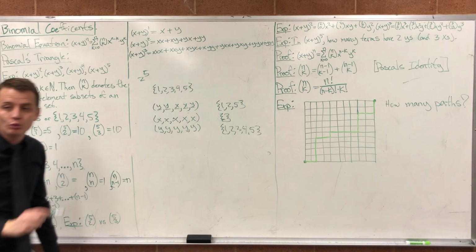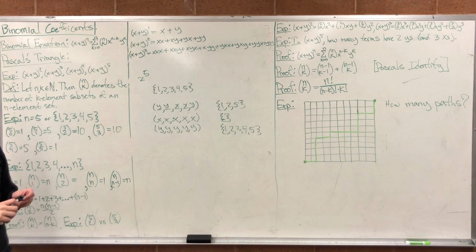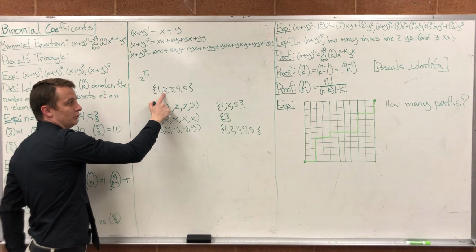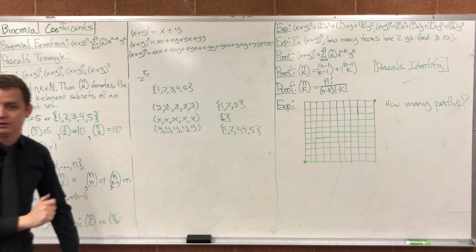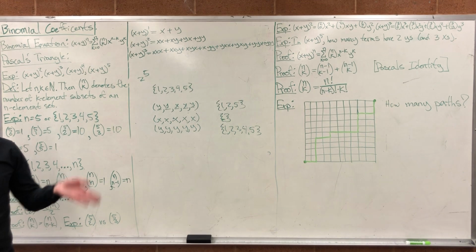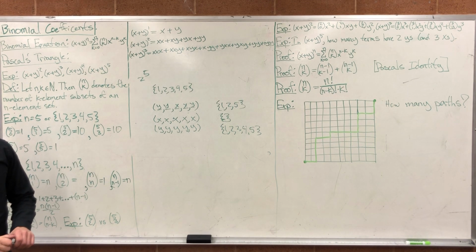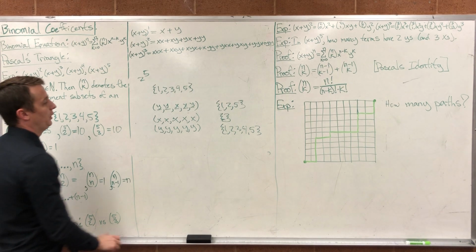You need to make a binary choice 5 times. Yes or no, should we include this? When you answer all 5 of those questions, you created a subset. Good? Okay.